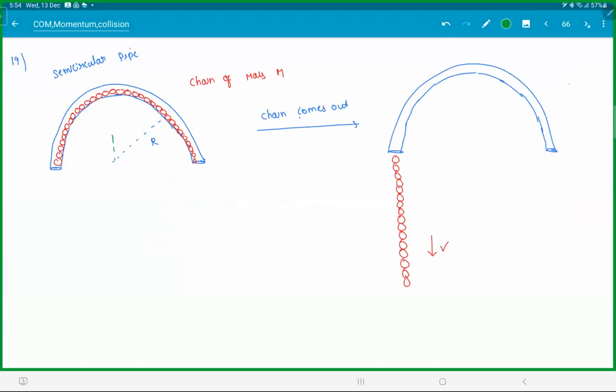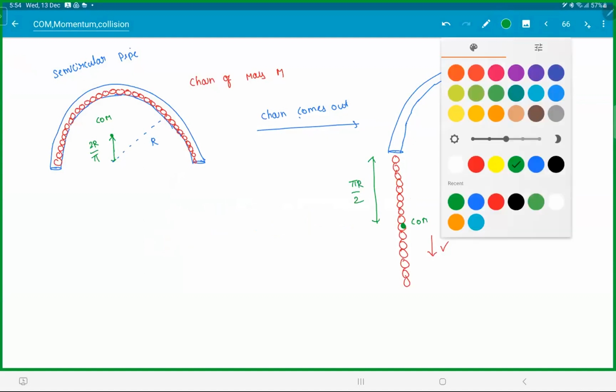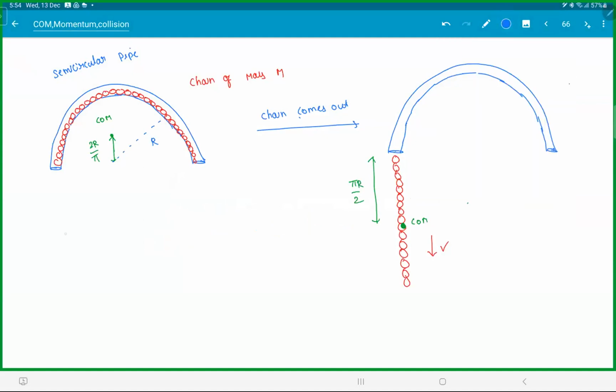Idea is simple here. Here the center of mass is initially at this position, 2r by pi. So when this chain has come down, this would be your center of mass, which will be half of the length of the chain. The length of the chain is pi r, so this is pi r by 2. You can use your conservation of energy. Loss of potential is equal to gain in kinetic energy. So this would be mg times 2r by pi plus pi r by 2 is equal to half m v square. That's it, you get the answer from there.